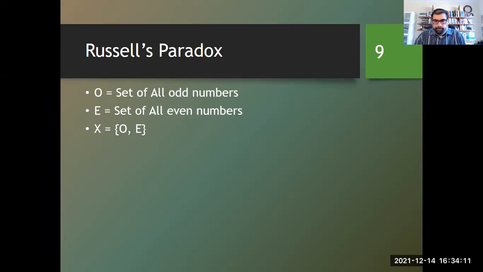But sir, independently O and E are infinite, right? Inside it you are saying that it has two elements so it becomes finite, but O and E they independently are infinite, right?